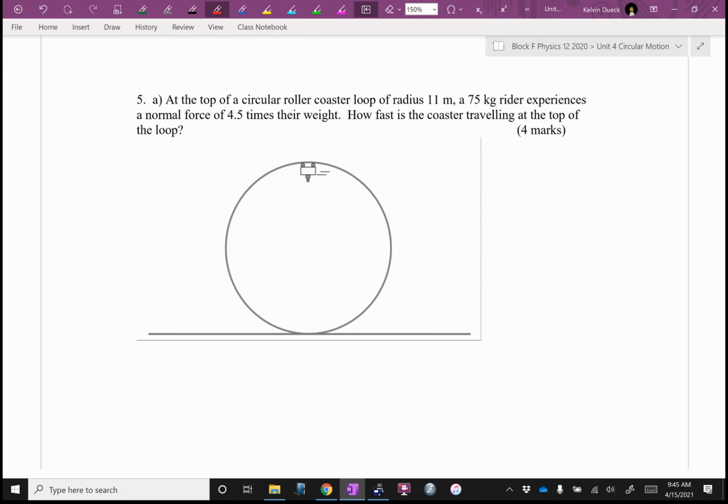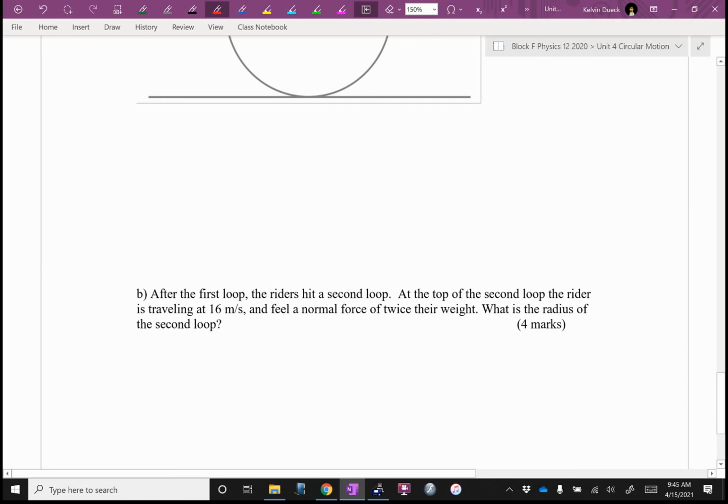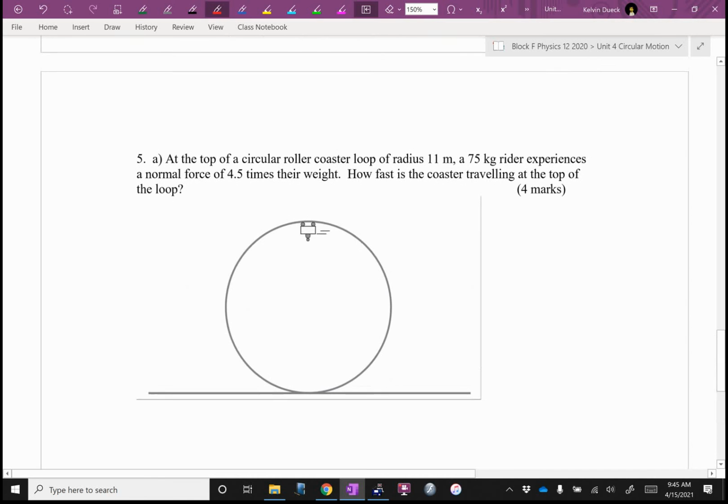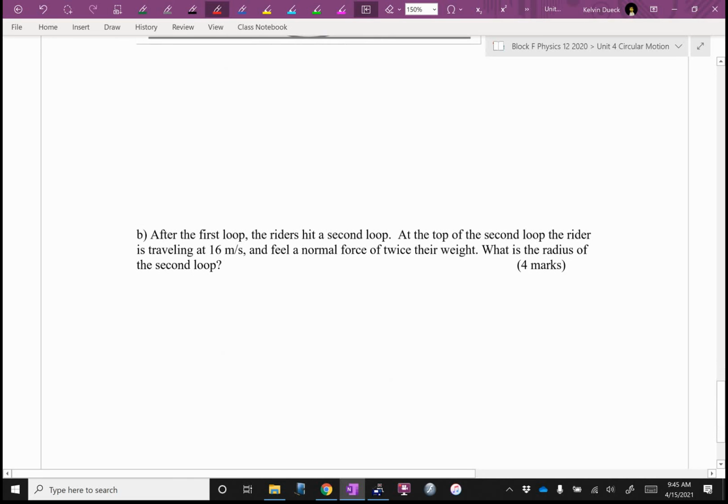I've done it in separate chunks, so I'm doing this on purpose to see if you can have the aha moment yourself. B, at the bottom, after the first loop, the riders hit a second loop. At the top of the second loop, the rider is traveling at 16 meters per second and they feel a normal force of twice their weight. What's the radius of the second loop? So here I gave you the radius and said, how fast? Here I gave you how fast and said, tell me the radius. It's going to be a similar setup, I think.